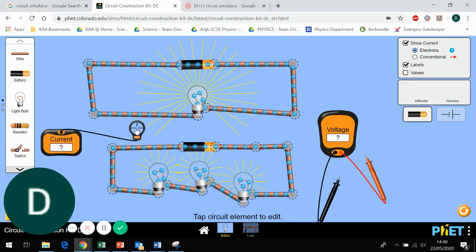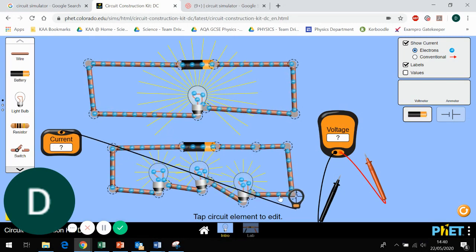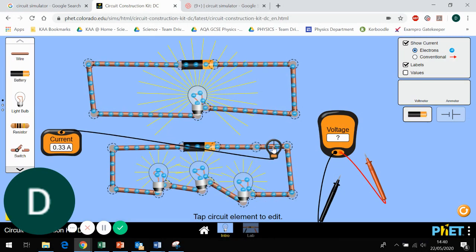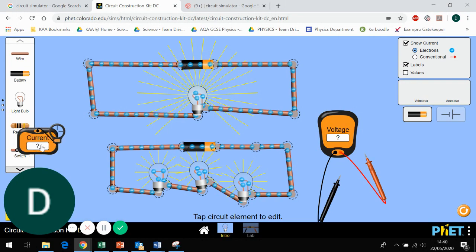What about the bottom circuit? Is the current going to be more or less than 0.9 amps? Obviously going to be less. And I will show you it's going to be the same everywhere in the circuit because it's a series circuit and there is only one path around.